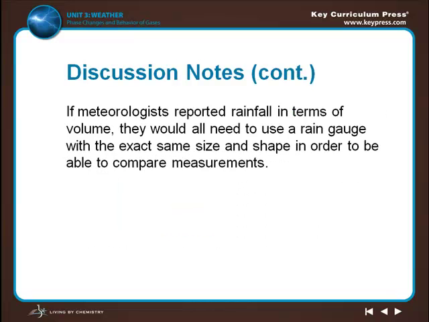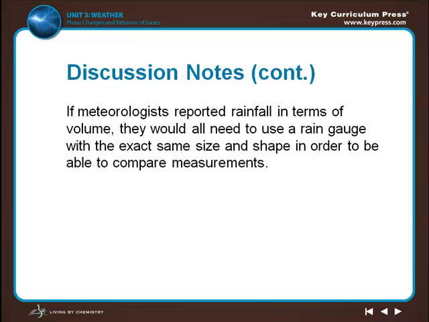Now, if meteorologists reported in terms of volume, they would need to use exactly the same rain gauge, exactly the same shape in order to compare measurements. And guess what? If we all tried to have exactly the same one, somebody would sell it to us for $1,000 and we'd all have to pay for it. And somebody would say, that's not a good idea. Or you'd have to buy something specifically made to gather rain. And it's a lot easier to go stick a bucket outside than to go buy something in the store just to measure rainfall. And in San Diego, it's even harder to do that because we get so little rainfall.